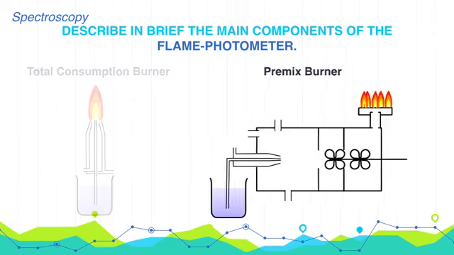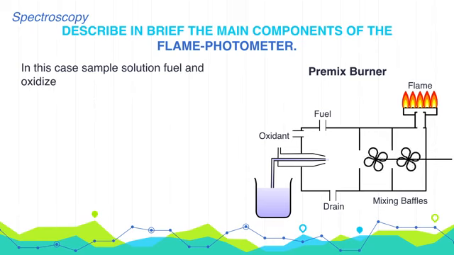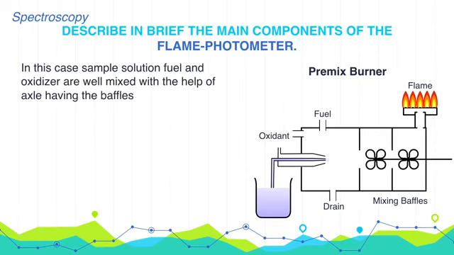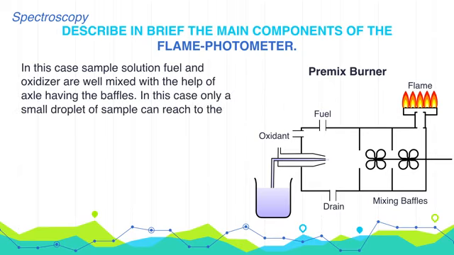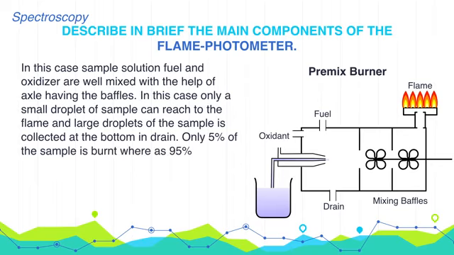Now let's talk about another type of burner, that is premix burner. In this case, sample solution, fuel and oxidizer are well mixed with the help of an axle having baffles. In this case, only small droplets of sample can reach the flame and large droplets of the sample are collected at the bottom in the drain. Only 5% of the sample is burned, whereas 95% is condensed and drained out.